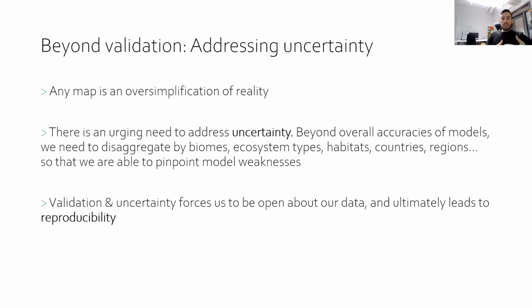This is the fact that we need to move beyond these overall accuracy models, and we need to disaggregate our uncertainty assessments by ecosystem types, by habitats, by countries, by regions. It's very important to be open about our algorithms and about our assessments. Validation and uncertainty force us scientists to be very open about our data, and ultimately this leads to reproducibility.